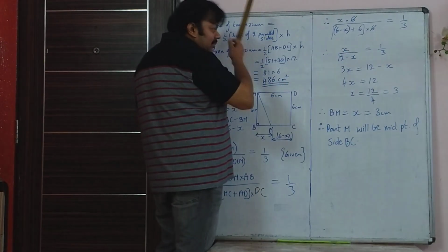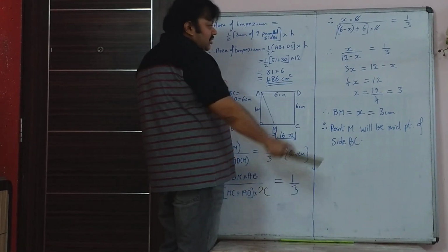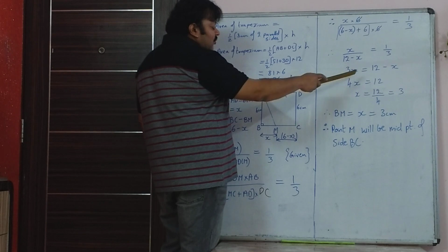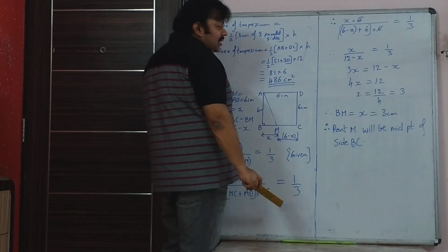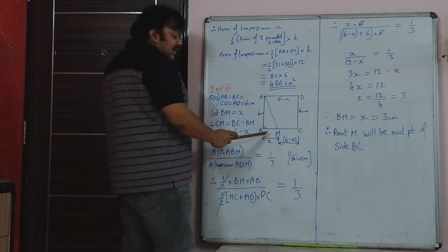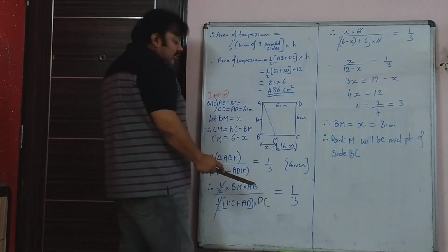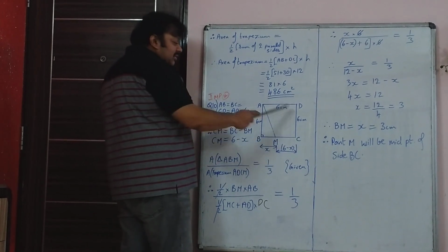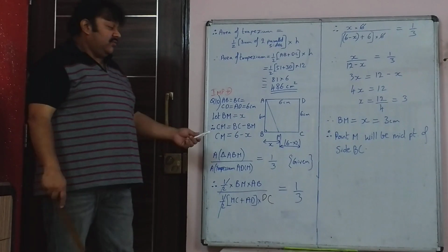So when you cross multiply, 3x is equal to 12 minus x. Therefore you will get 4x is 12, or x is 12 upon 4, that is 3. So you are getting BM is x, that is 3 centimeter, and the entire length was 6 centimeter. So M will be the midpoint of BC.